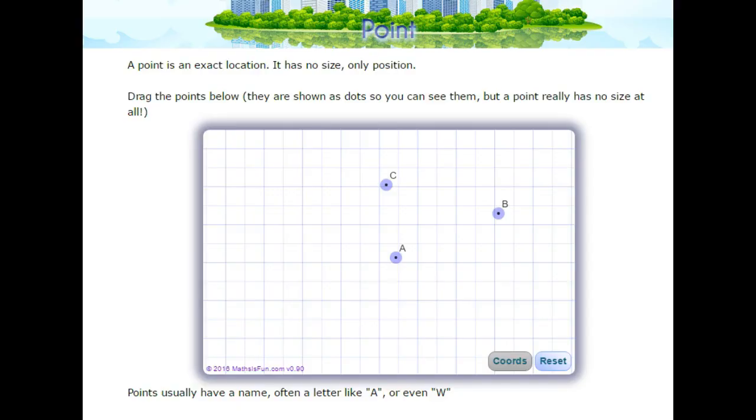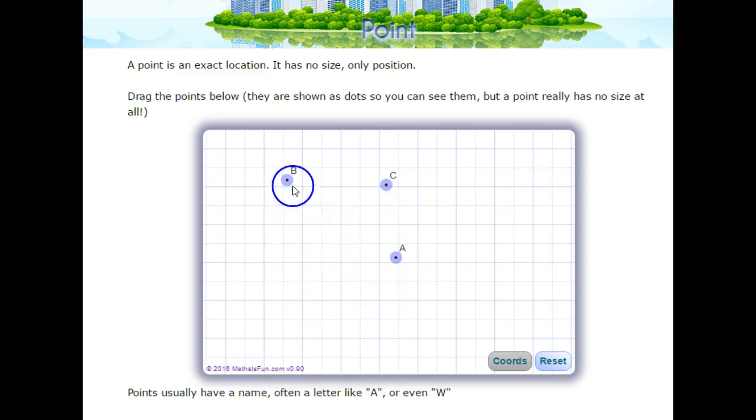Alright, so let's go over a couple of our new definitions. Our first definition is point. A point is an exact location. It has no size, only a position. And notice here, it does say points usually have a name, often a letter, like A or even W. As long as you label it, it really doesn't matter.